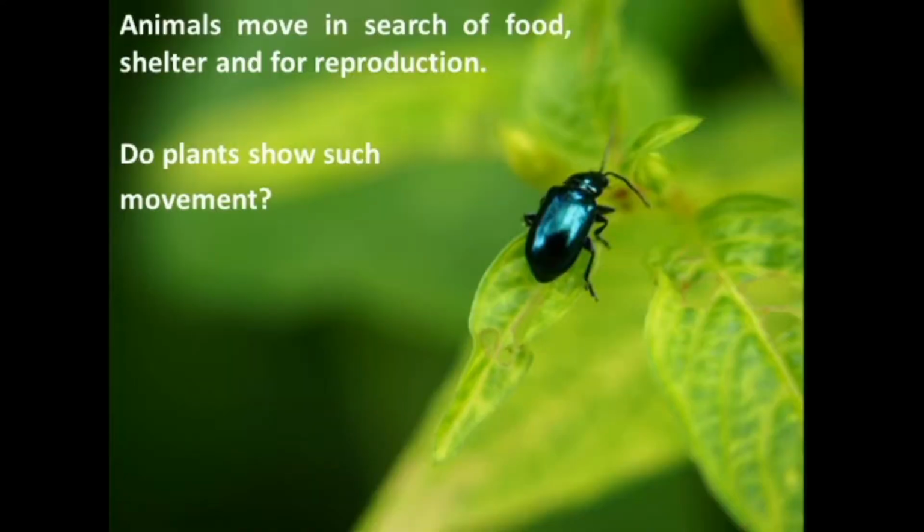Animals move in search of food, shelter, and for reproduction. You all know very well that animals move from one place to another in search of food, as well as shelter and for reproduction also. Do plants show such movements? No, plants cannot move from one place to another, but they show different types of movements.